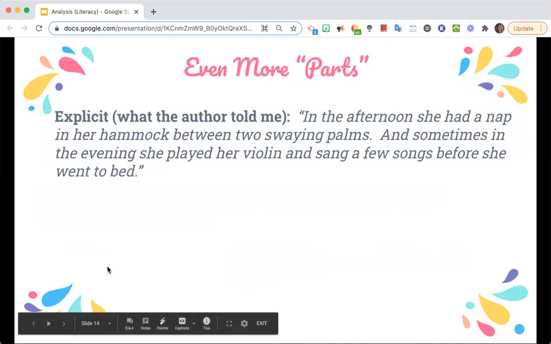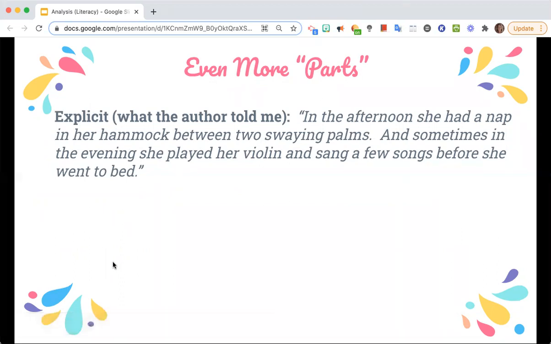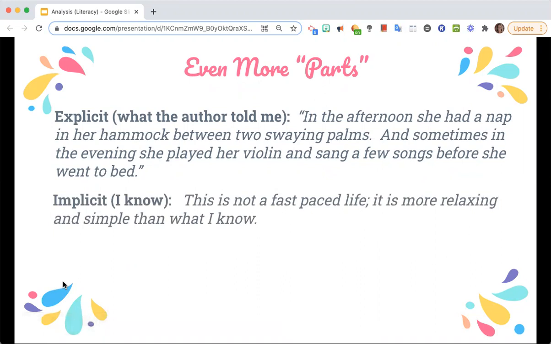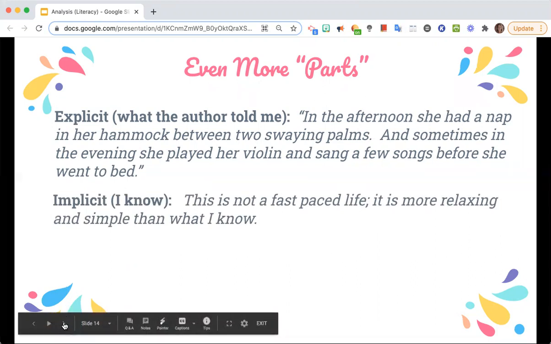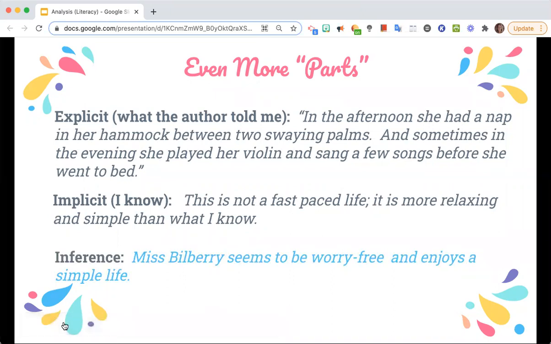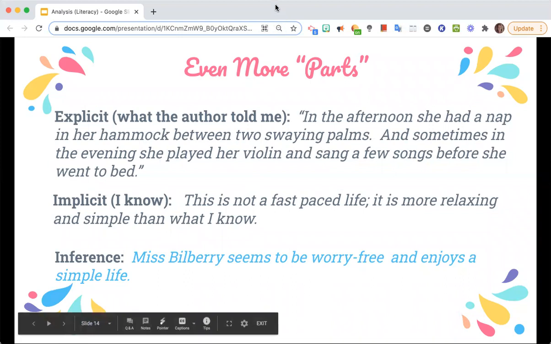We're going to add more parts. In the afternoon, she had a nap in her hammock between two swaying palms, and sometimes in the evening, she played her violin and sang a few songs before she went to bed. What do I know about that? The implicit piece of evidence now, again, what I know, is this is not a fast-paced life. It is much more relaxing and simpler than what I know. And that might lead me to draw the conclusion on this particular part that Miss Bilberry seems to be worry-free and enjoys a simple life.